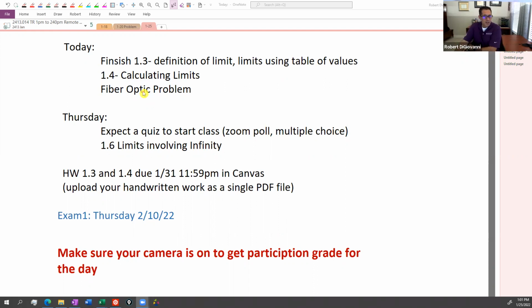Thursday, expect a quiz to start class. It'll probably be a Zoom poll that I send out with multiple choice. I'll share my screen, show you the problems. It'll be multiple choice, and then you'll just fill out the poll.